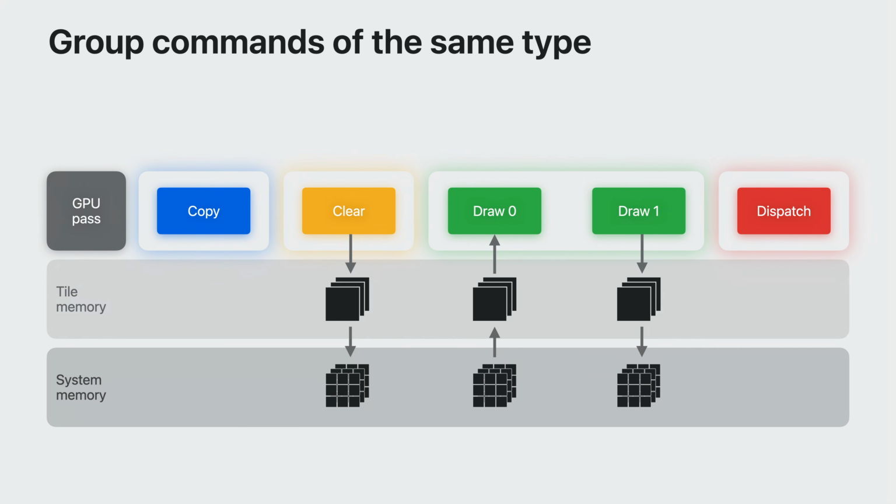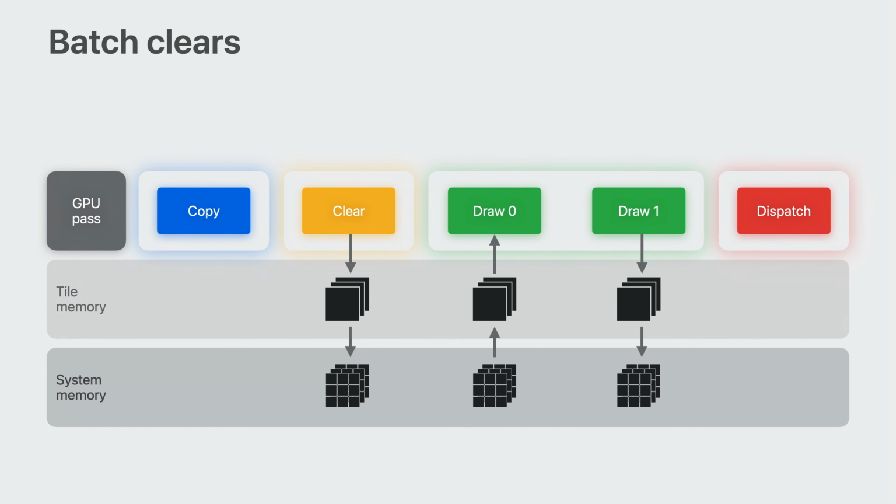That way, you remove some unnecessary memory traffic, as data doesn't need to go from tile memory to system memory and back between the two draws. This is already better, but could be optimized further. The clear is an empty encoder with only one purpose: to clear the render targets used by the next draws. In Metal, there is a very efficient way to do this. Just use load action clear for the first render pass that uses the render targets.